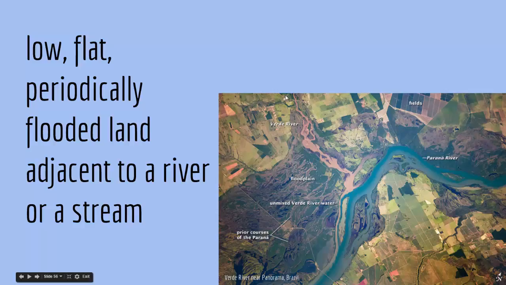As you can see in this picture, we have a river. This is the Verde River near Panorama, Brazil. When this river floods, all the excessive water goes to this flat, low land that is called a floodplain. So in this area, as you can see, the consequences of flooding are apparent. Every time this stream gets flooded, the overflowing water floods this area, and so this region is called a floodplain.